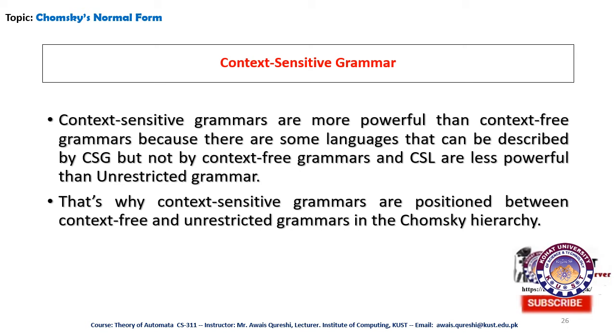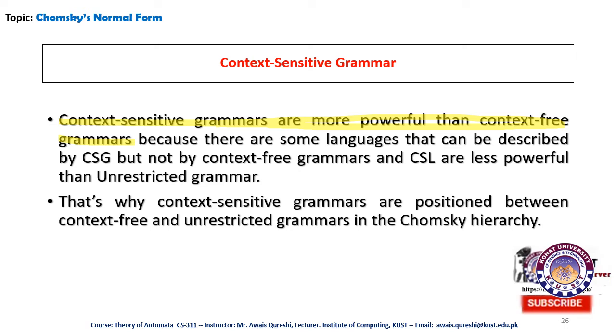Context sensitive grammars are more powerful than context free grammars. Why? Because there are some languages that can be described by context sensitive grammar but not by context free grammars, and context sensitive languages are less powerful than unrestricted grammar.